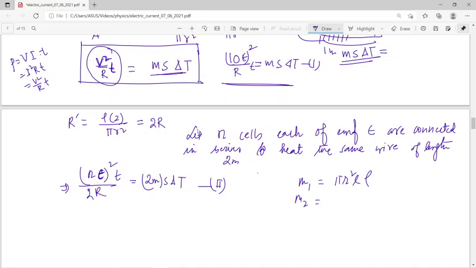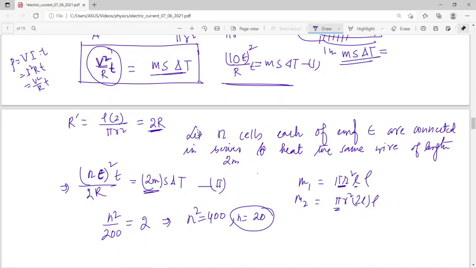So in the second case, length is double so mass is double, because the r will be the same, everything is the same. So you can say the mass m2 is nothing but 2 of m1, so the mass is double and the resistance is 2r. So if we just divide it, then you will get n square by 200 equals 2, or n square equals 400, or n equals 20. So the answer is n equals 20.